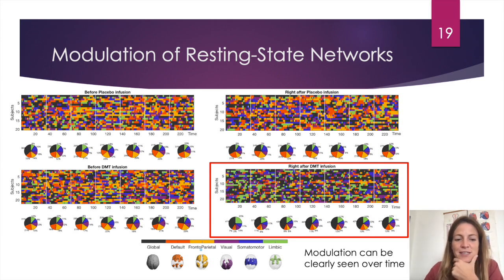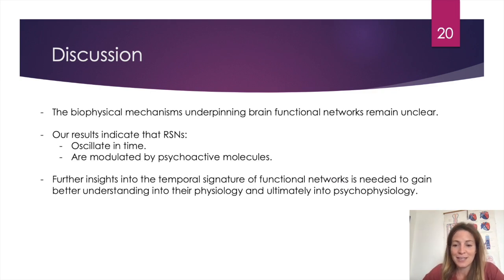And it's revealing some consistency. So this work is still in preparation. I hope to put it out soon, but I wanted to share because I thought it was relevant for this workshop. So overall, well, we all agree that the biophysical mechanisms underpinning functional brain networks remain unclear. Our results suggest that resting state networks may oscillate in time. So they may not be just characterized by co-activations, but by oscillations, so synchronization mechanisms, and that they are modulated by psychoactive molecules. But this isn't new, but at least we find this specificity.